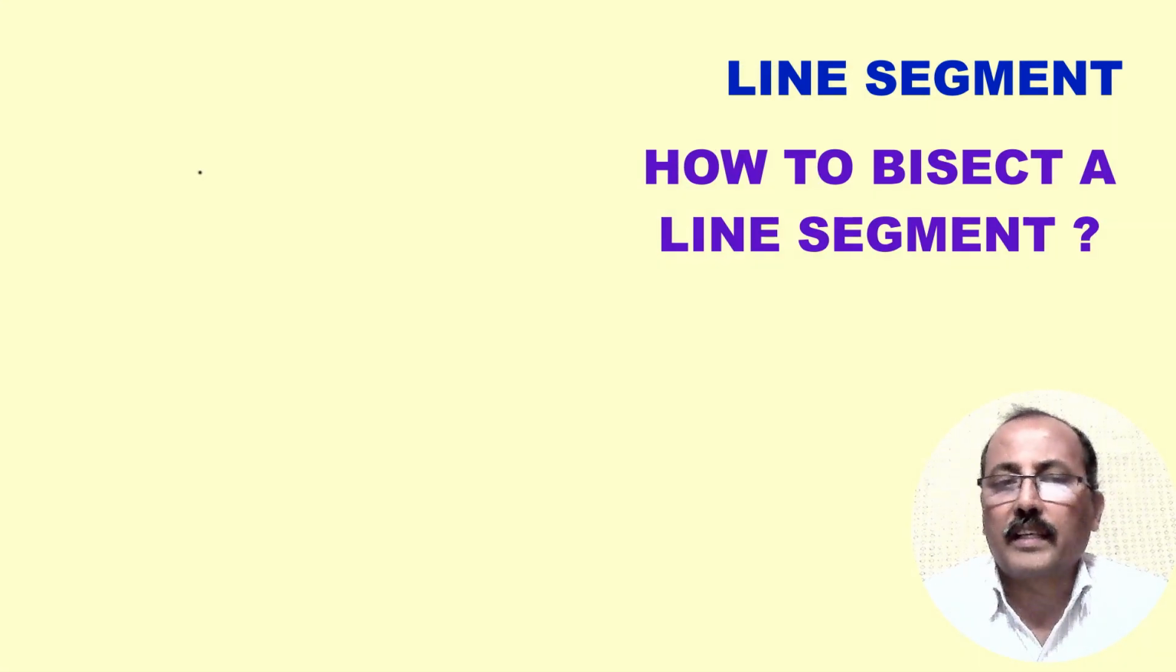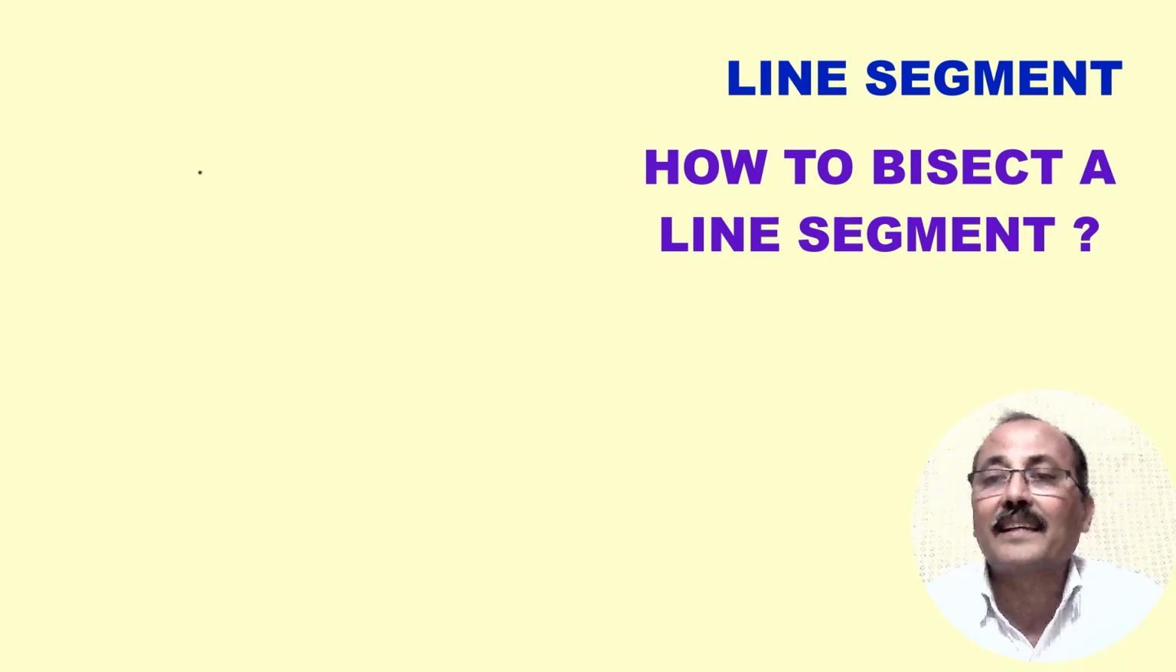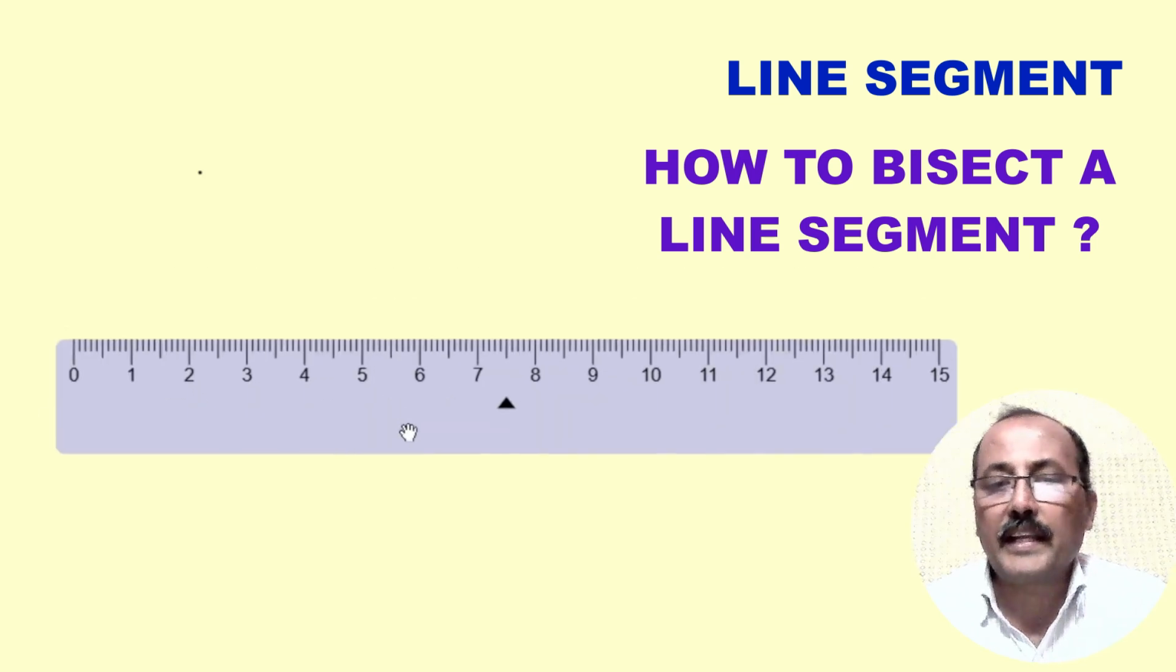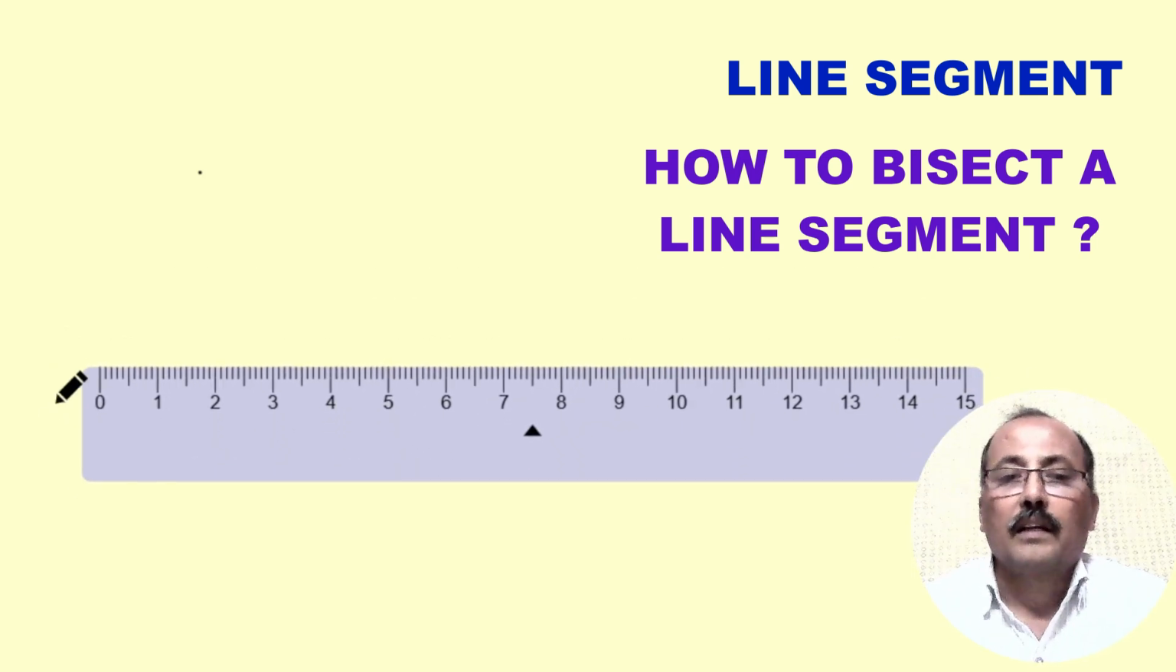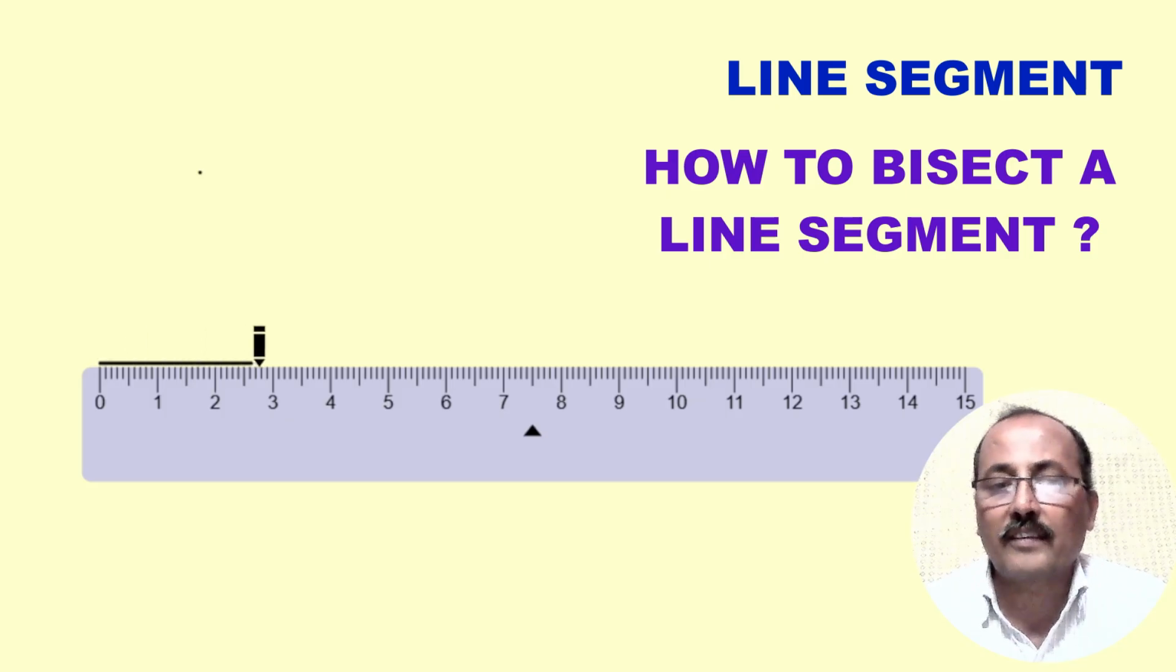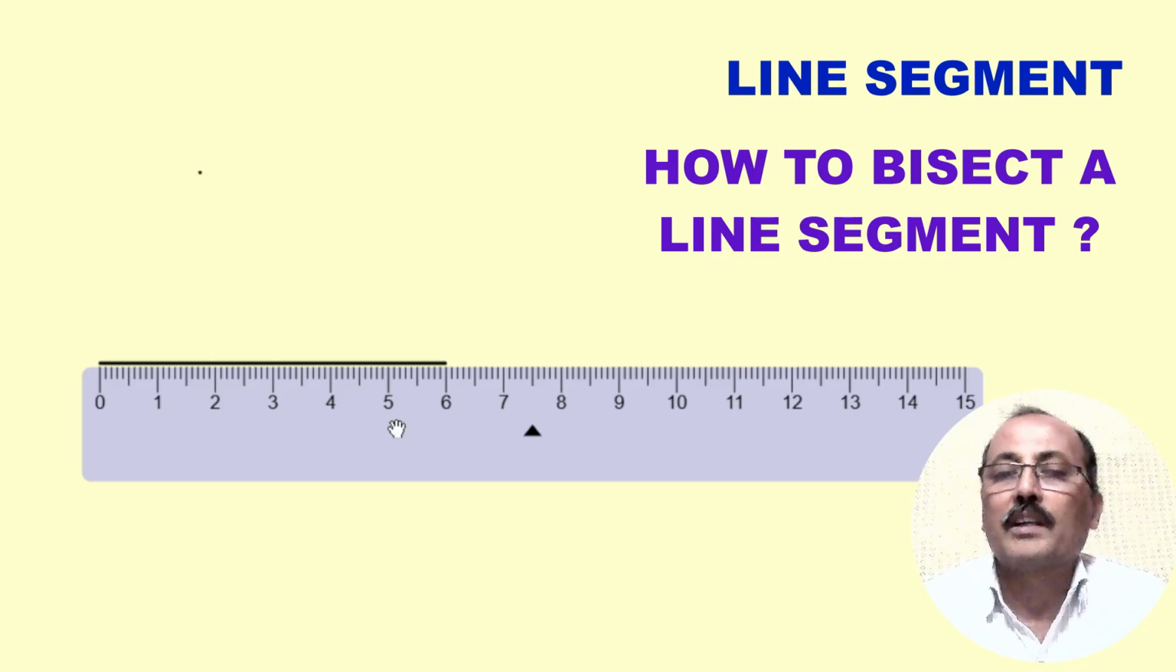The next part is how to bisect a given line segment. A line segment is given a particular length. How you are going to bisect it? Bisecting means what? Dividing into two equal parts. First, let me take the ruler. In that, I'll draw a 6 centimeter line segment or 7 centimeter or whatever it is. Now I am going to take the 6 centimeter.